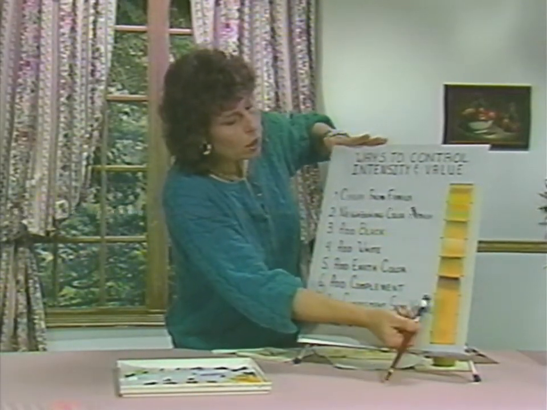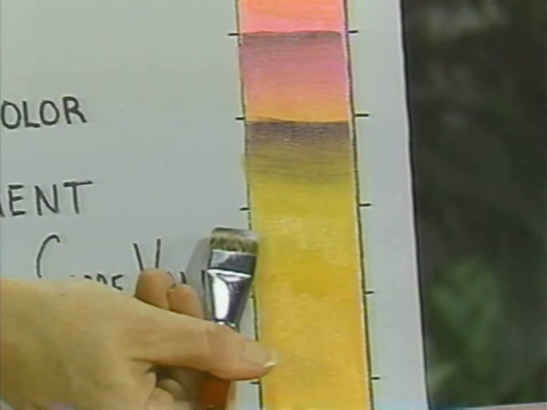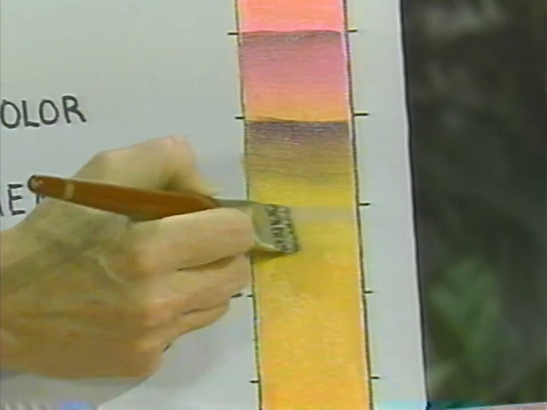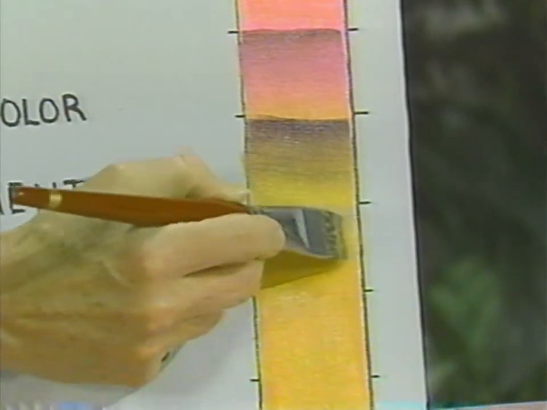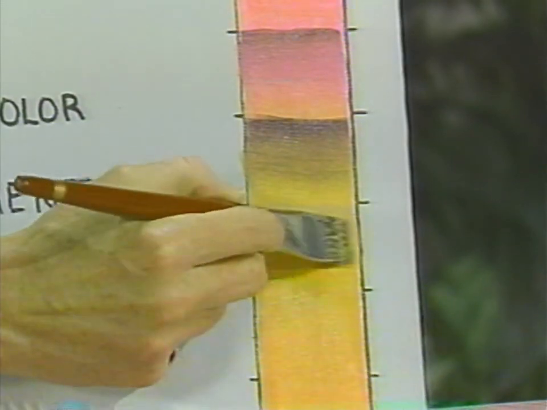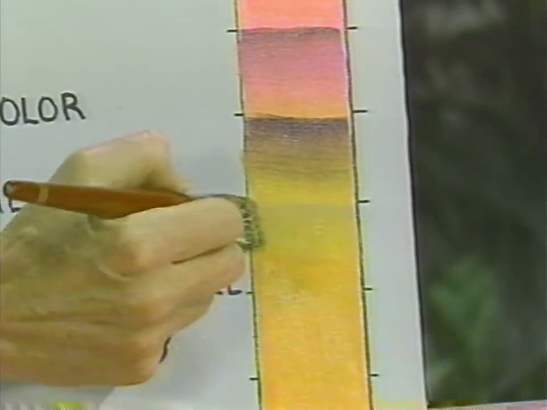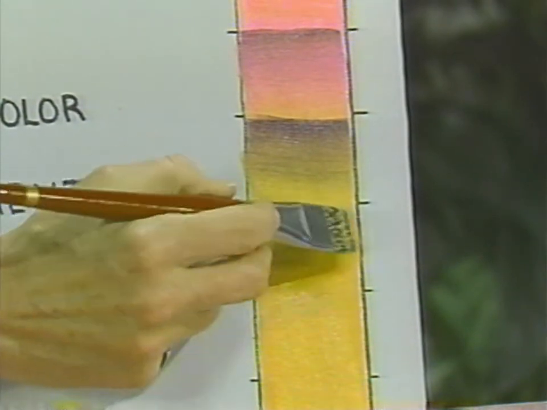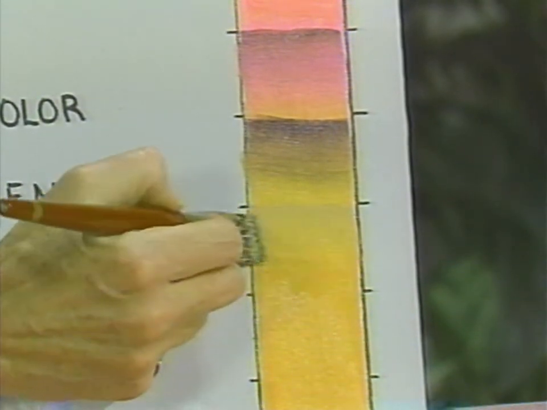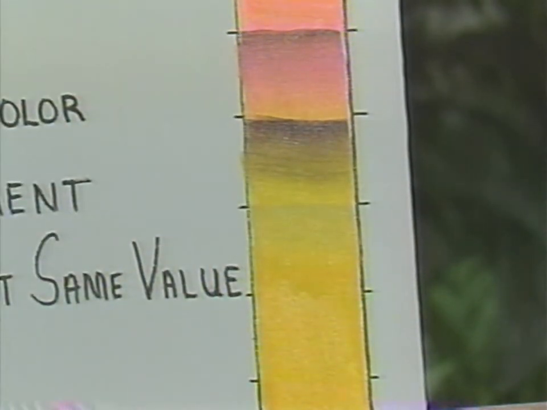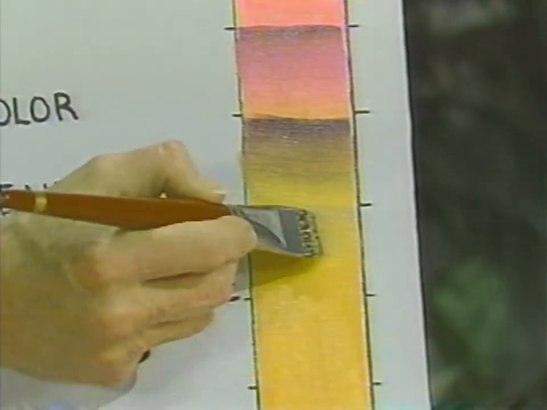All right, purple, equal in value. And what happens? It lowers the intensity. That's all it does, just lowers the intensity. May have gotten that just a touch dark, but I think you get the idea. I can lower the intensity by picking up a complementary color at the same value. Okay. You can see that that color is no longer as vivid, as bright, as pure as what it was.